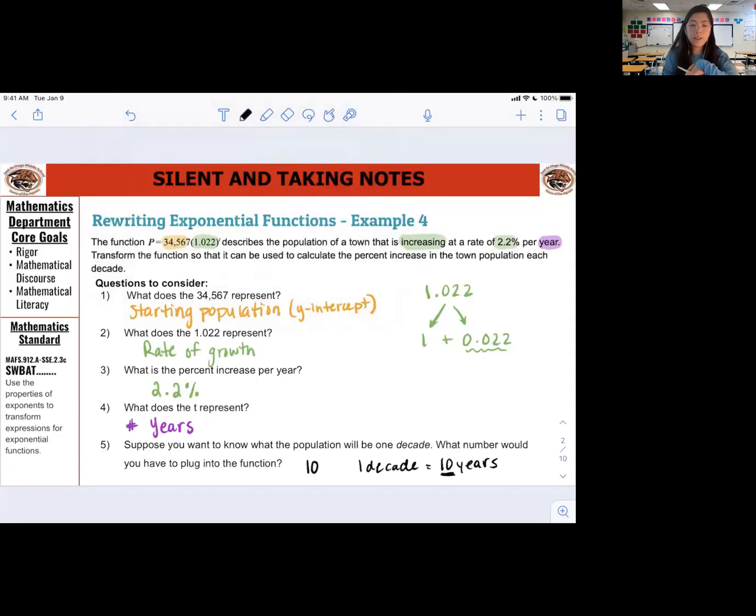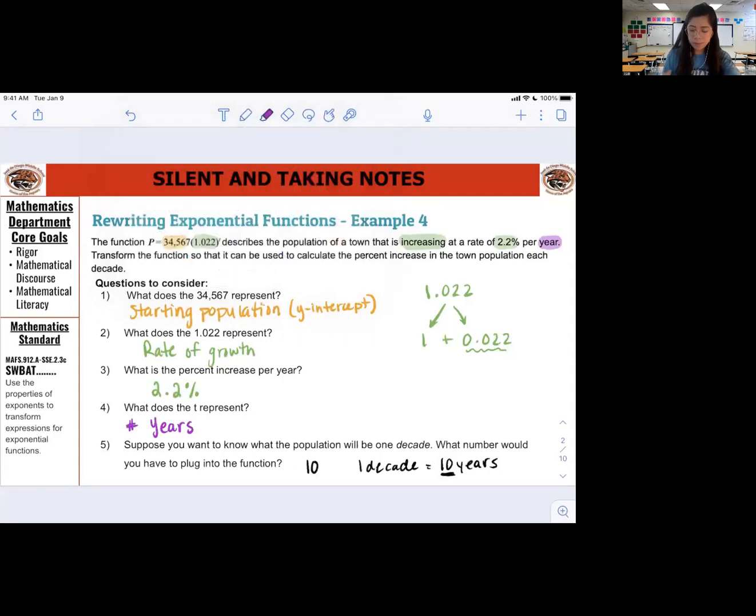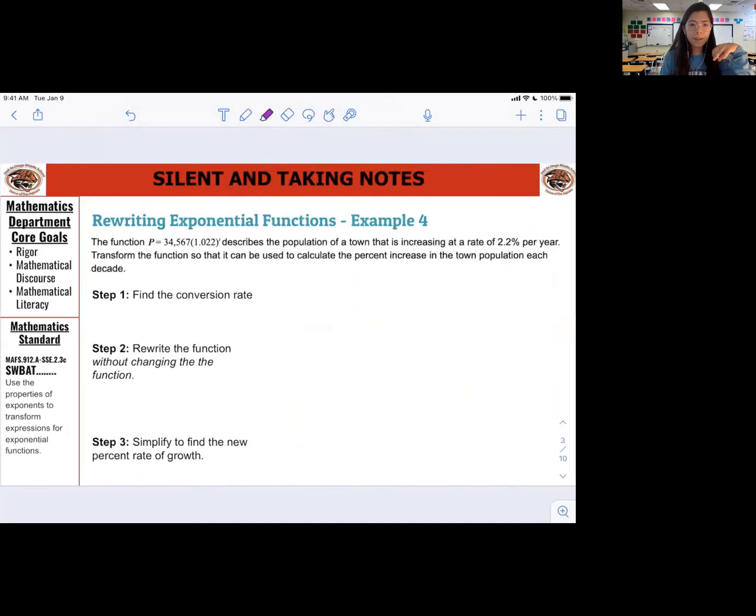Awesome. All right, so now we're going to actually convert it so that it shows us decades. And guess what? We already know the number that's going to get plugged in, because we did the conversion. 1 decade is 10 years. And that's the number that we're going to use in our new function. So let's go ahead and do that. So like I said, we already did this part. 1 decade is 10 years. We're going to plug in 10.